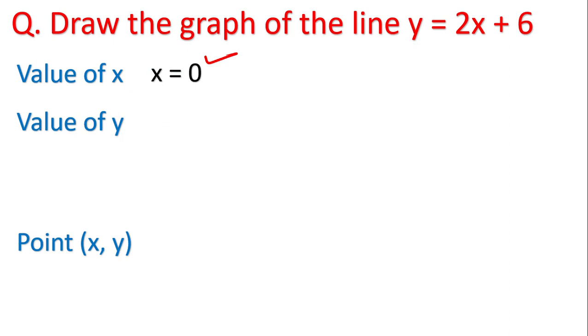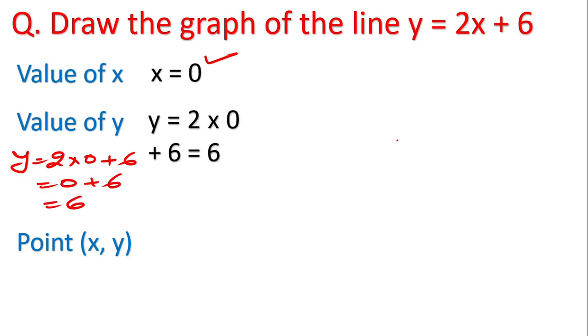You see, the value of y will be, you just have to put the value of x as 0 here. So y = 2 multiplied by 0 + 6, that is 0 + 6, which is equal to 6. So this I have written here for you. So the value of y is 6 for x = 0. So what will be the point? The point will be (0, 6).